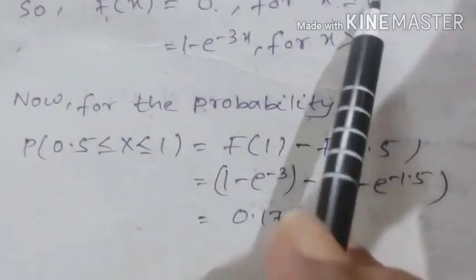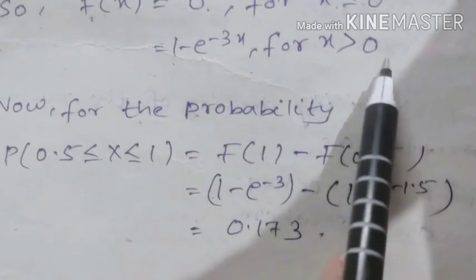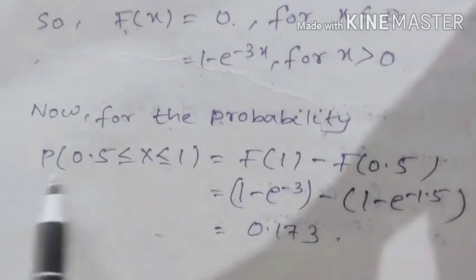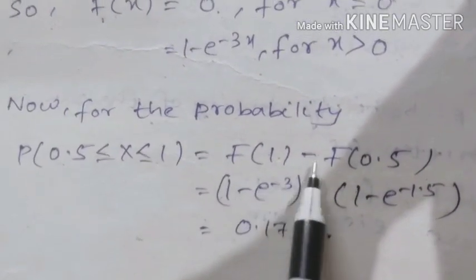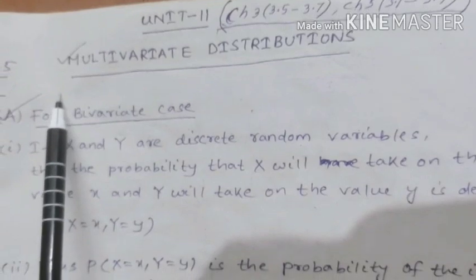Then what is the distribution function? Now capital F of x equals 0 for x less than or equal to 0, and another one, 1 minus e to the power minus 3x, for x greater than 0. Then how can you find the probability lying between 0.5 and 1? It is capital F of 1 minus capital F of 0.5. Exactly the value is 0.173.